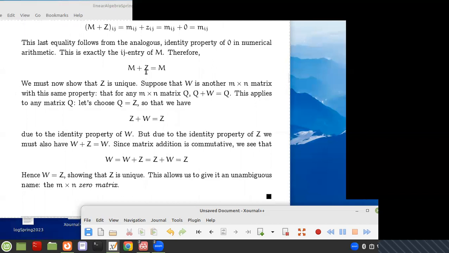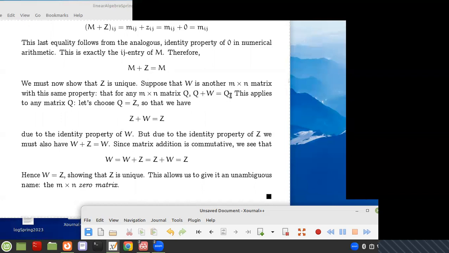Because you prove something is unique. What does it mean to say it's unique? That means there can't be two of them. So what you do is you suppose there are two of them and then show those two things are actually the same matrix. So that's always the way you prove that something's unique. That's the strategy: you assume there's two and show they're the same. So suppose that W is another M by N matrix with this same property, that for any M by N matrix Q, Q plus W equals Q. See here, for Z it's M plus Z equals M. Here, Q is any matrix, Q plus W equals Q.